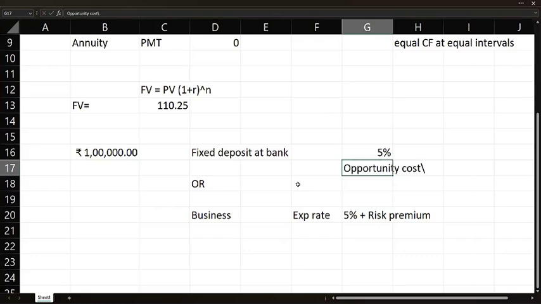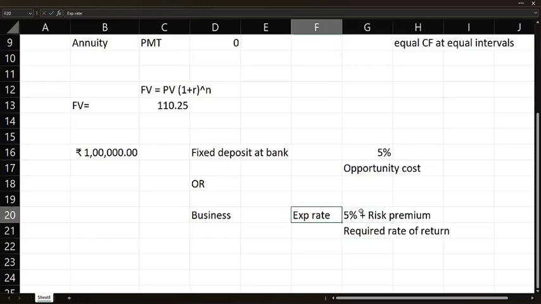opportunity cost, right? So what is opportunity cost? The benefit that you are foregoing, that you're losing, and that is your next best alternative. So if you're not investing into your business, you could have easily earned this 5% by putting this money into a bank account. So that gives you the opportunity cost of investing into this business. And if you want to arrive at the required rate of return from this business, then that is going to be even higher than that, because the risk profile is different in both these scenarios.